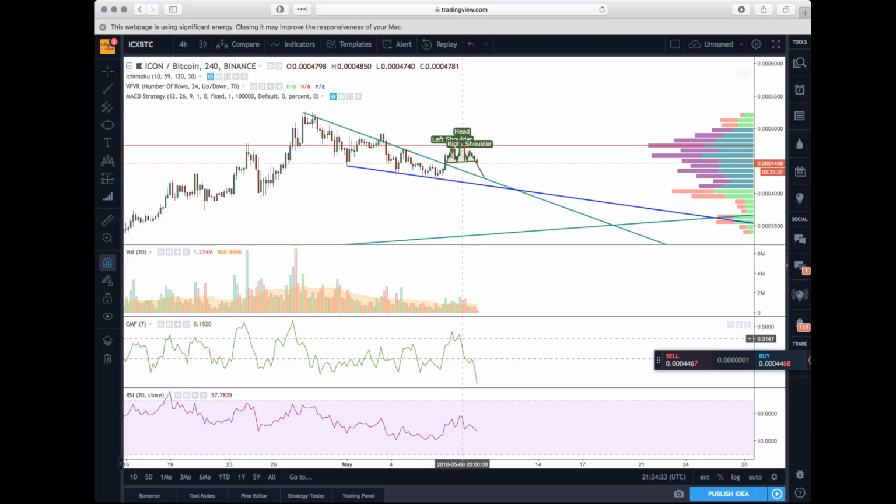Okay, so that's that CMF. You can see how that just fell off with the price, and that's a good sign that it's going to continue down. Let's go to Storm.